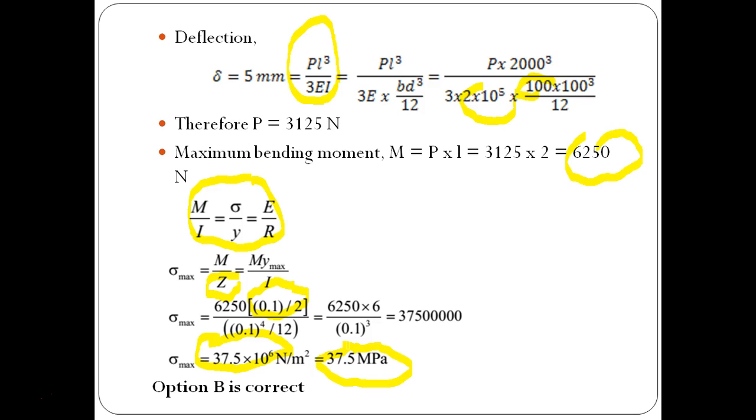So the student has to solve this particular question within a minute or two maximum, and accordingly he has to mark the particular option.